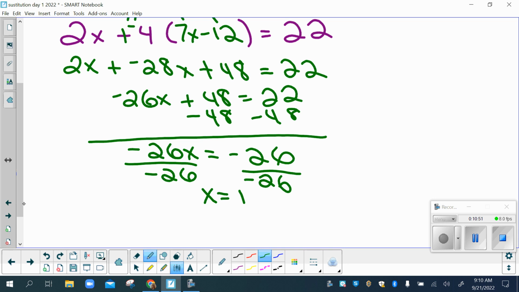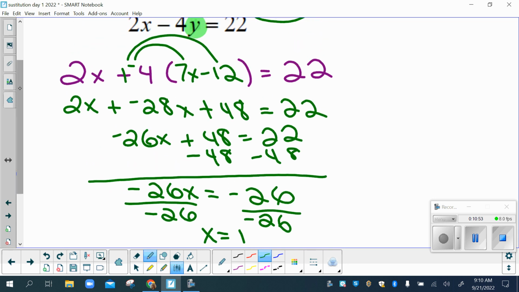Above it's 2x minus, and then now it says plus. So I distribute it, and you can write it like this: 2x plus -28 or minus 28. It's the same thing. Put it in your calculator. Right now you could go 2 minus 28 or 2 plus -28. It's the same. Negative and minus is the same.